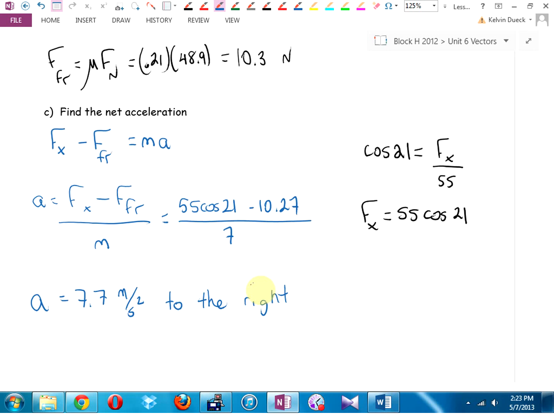Mr. Dueck? Yo. On the acceleration maximum thing, 5.87. Oh, is the 7.7 wrong? Yeah. So who got the 7.7s? Did you put brackets around the top because there's more than one number in the top there?